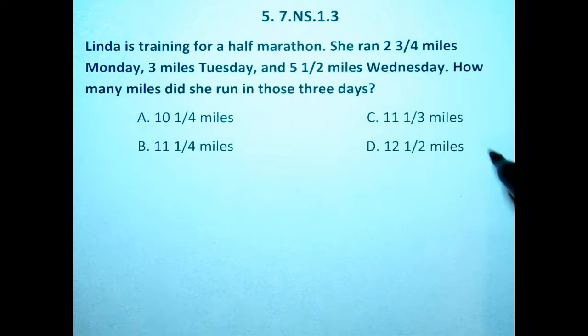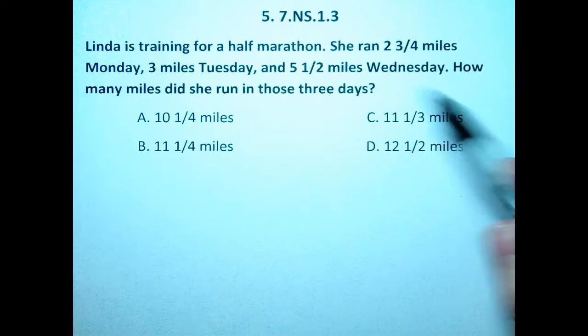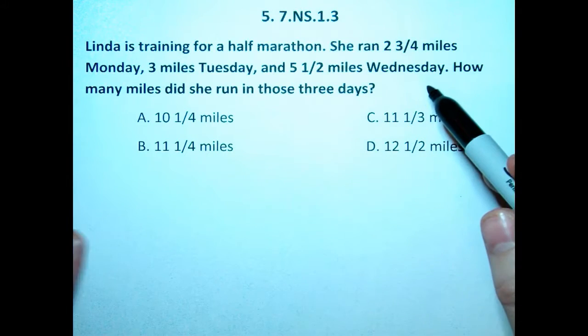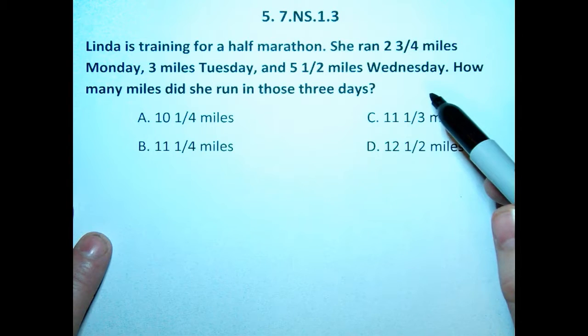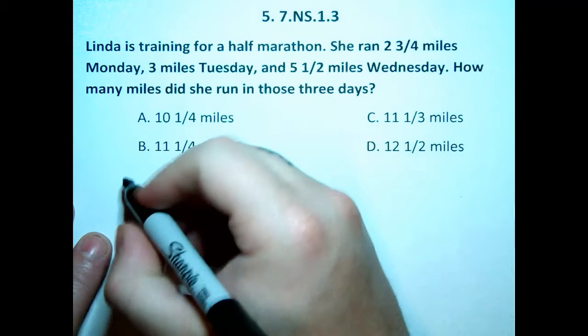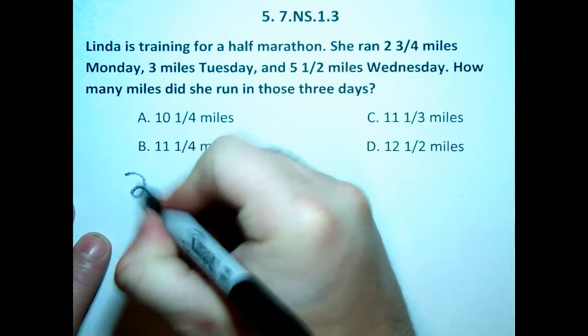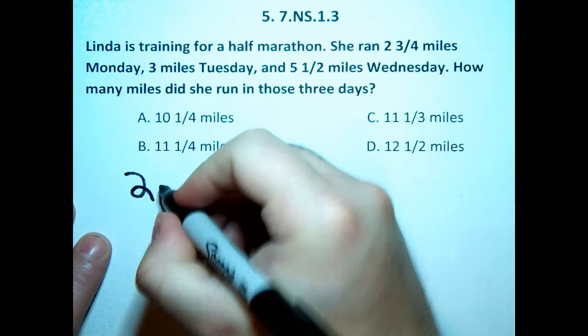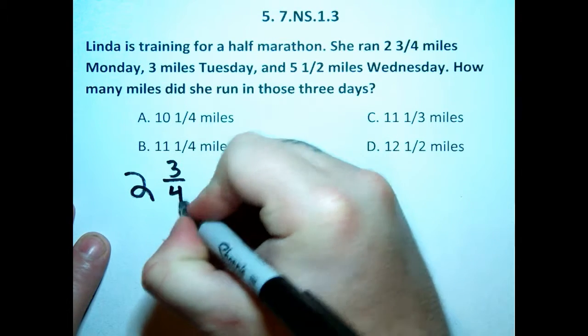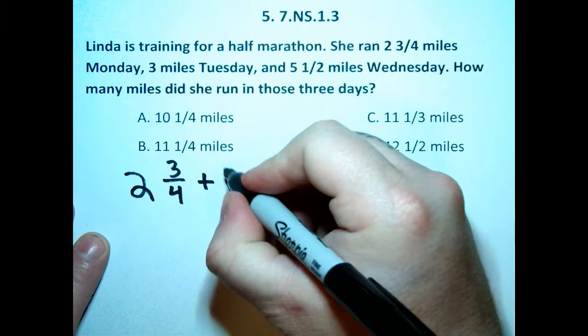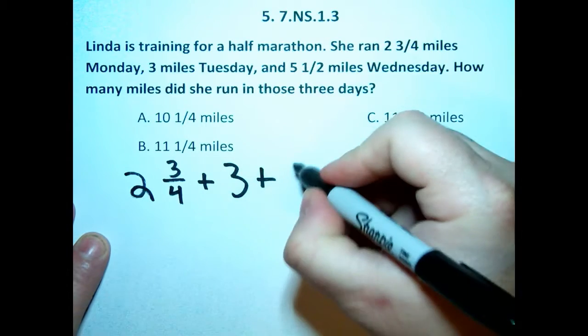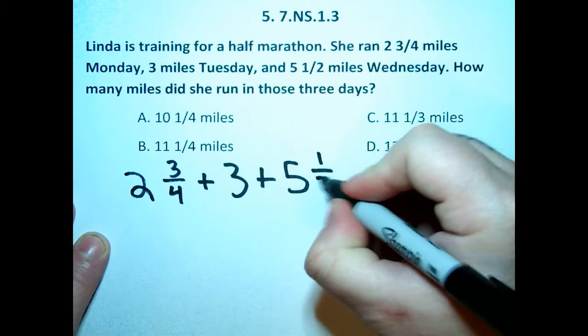So we know if we're trying to figure out how many miles did she run, we're going to have to add everything together because we need the total of all the miles. So I would go ahead and write my problem out to begin with. So we got 2 3/4 miles. So we're going to add that to 3 miles. And then we're going to add that to 5 1/2 miles.